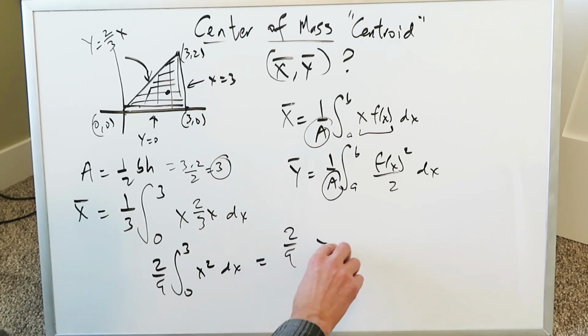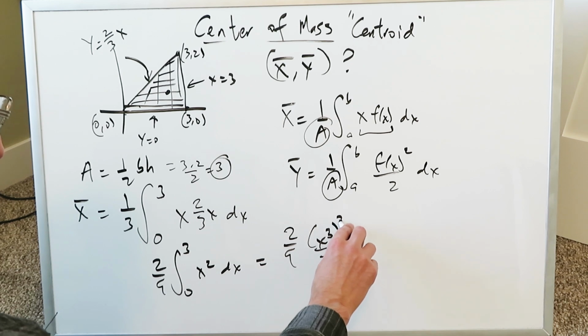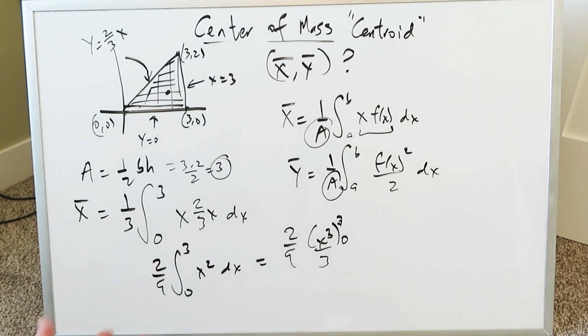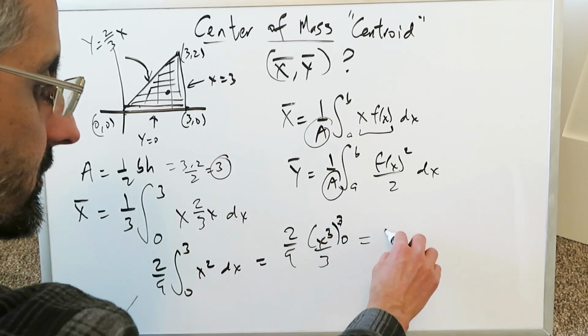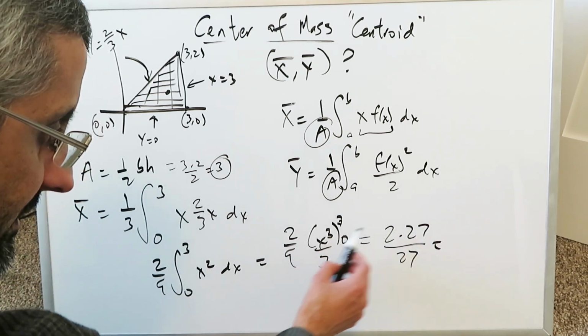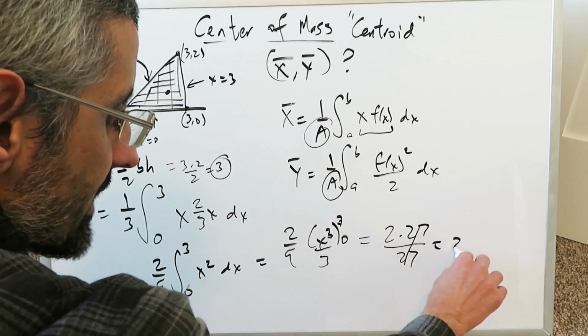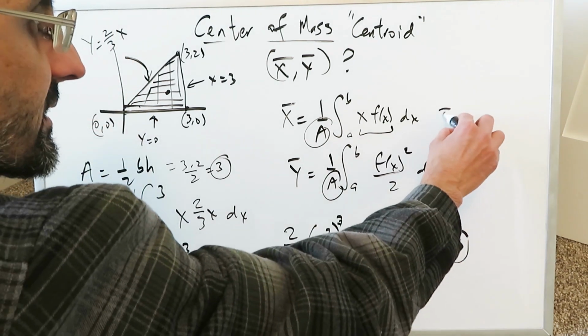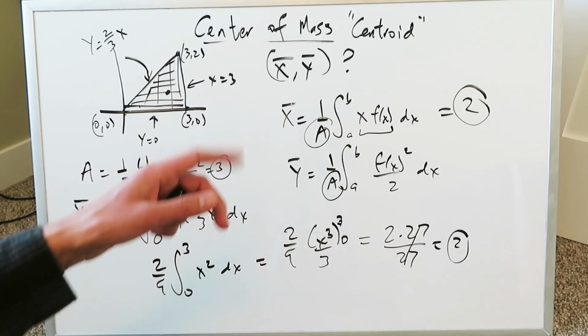You have 2 over 9, x cubed over 3, upper limit 3, lower limit 0. But the lower limit here is meaningless, 0 is meaningless. When you do all of this, you're really having a 2 times 27 divided by 27, which is exactly what plays out. These cancel out. You end up having a value here of 2. So in this instance, I'm getting an x value of your center of mass of 2.